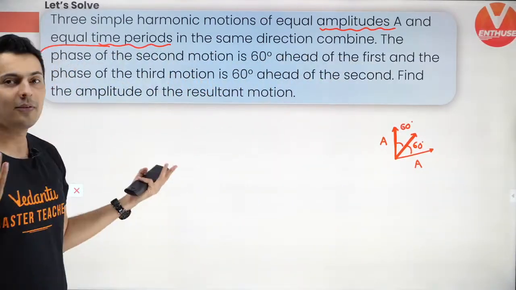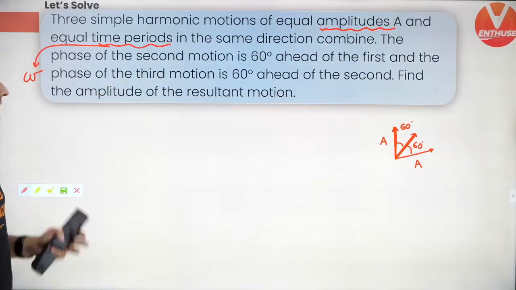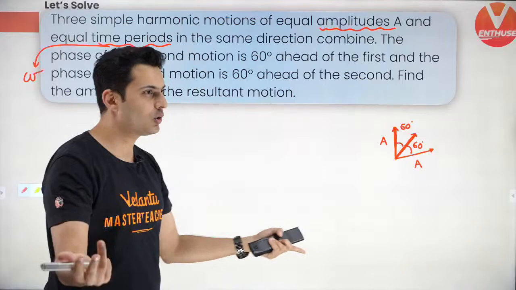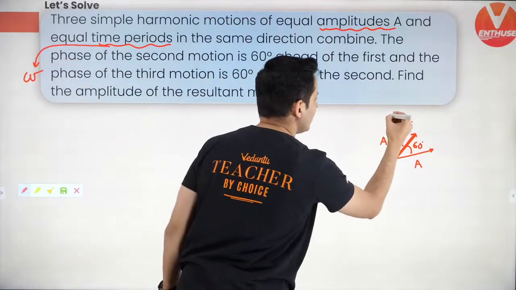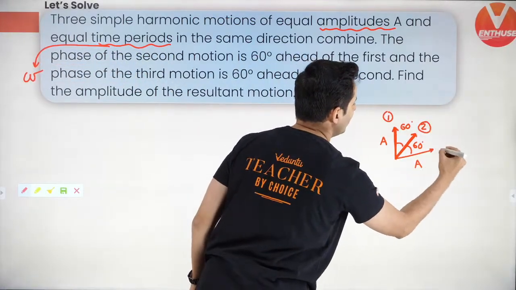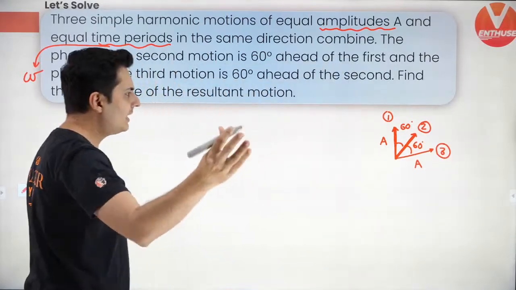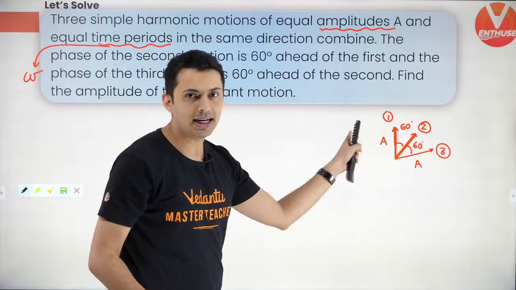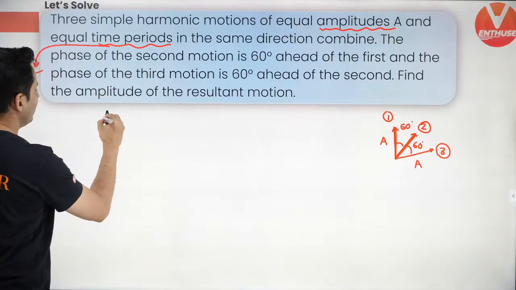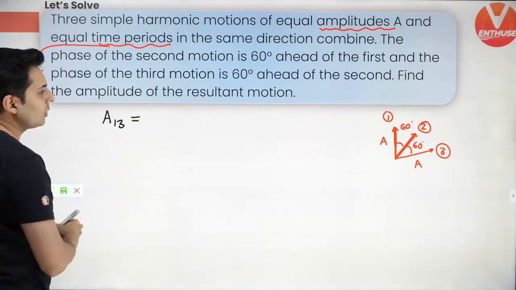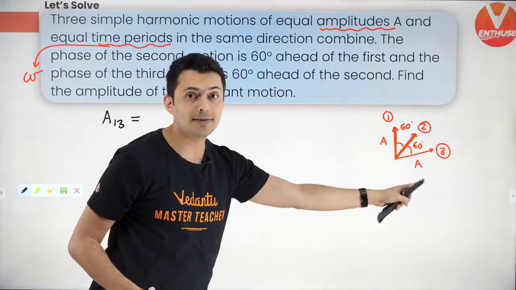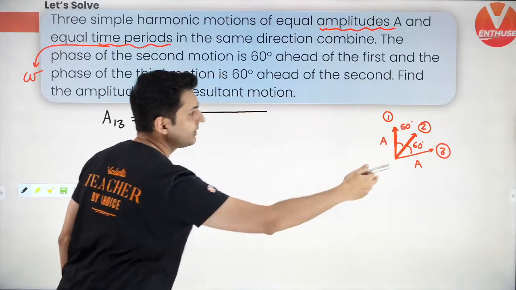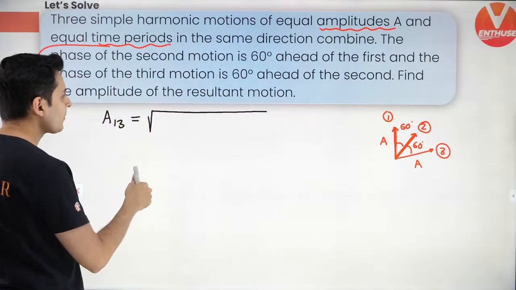So the question is, find the amplitude of the resultant motion. All you need to do is vector addition. This is SHM1, this is SHM2, this is SHM3. I feel we can add 1 and 3 first. So what will be the resultant of 1 and 3? Use the formula. First, let's solve 1 and 3 and then add it to 2.